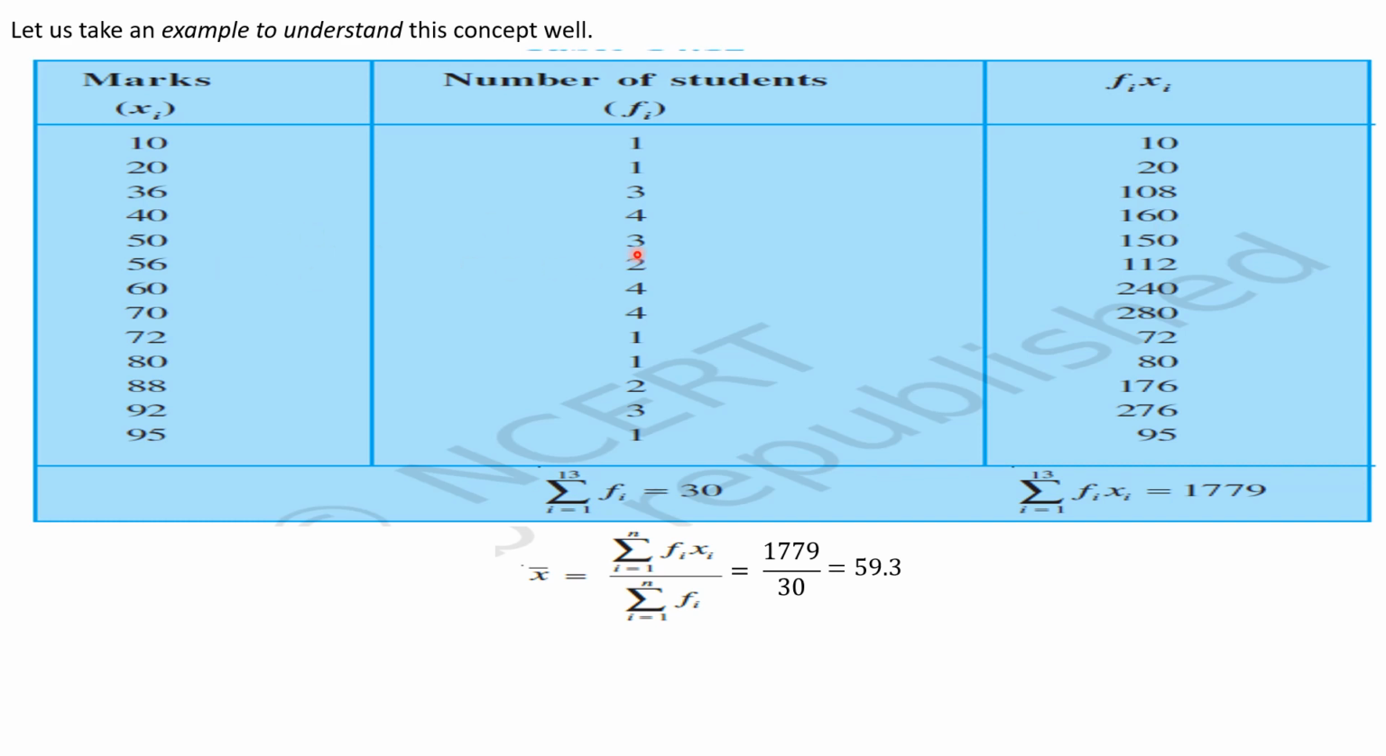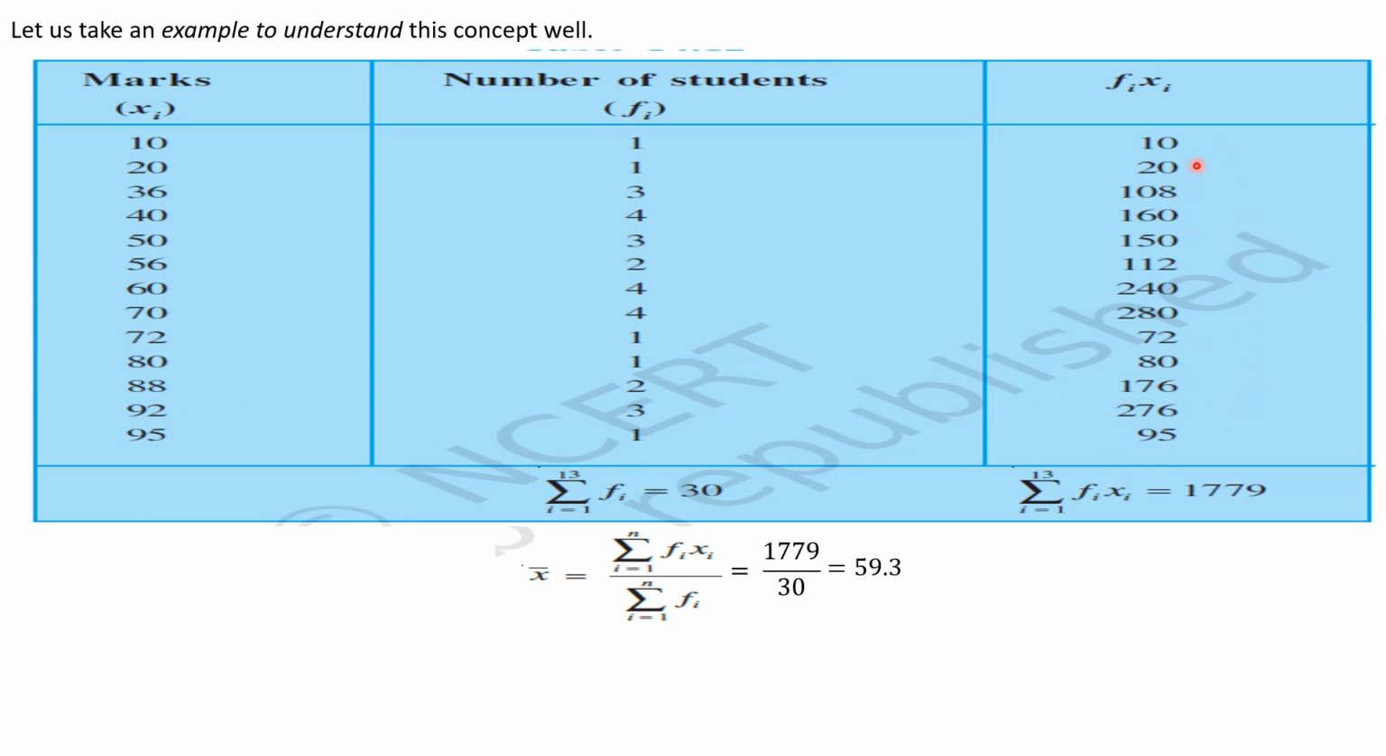Similarly, 50 into 3 is equal to 150. 56 into 2 is equal to 112. 60 into 4 is equal to 240. 70 into 4 is equal to 280. 72 into 1 is equal to 72. 80 into 1 is equal to 80. 88 into 2 is equal to 176. 92 into 3 is equal to 276. 95 into 1 is equal to 95. Understood all these 13 values, my dear children?